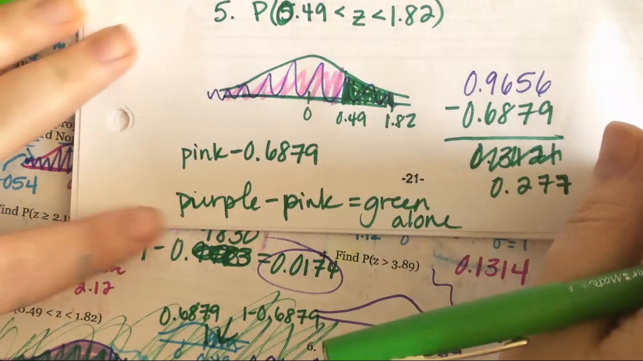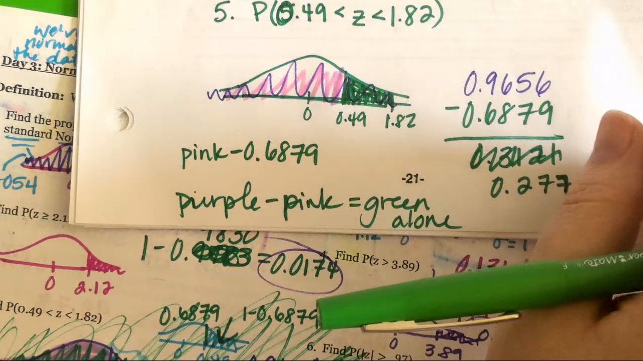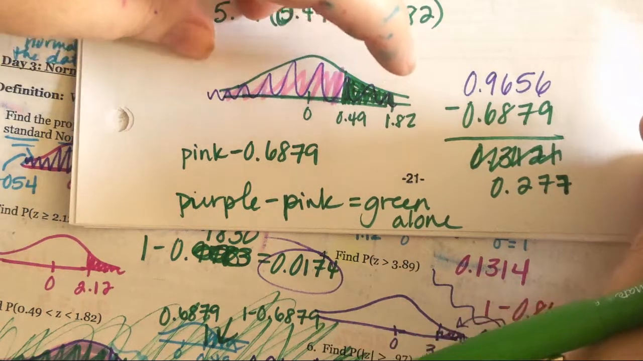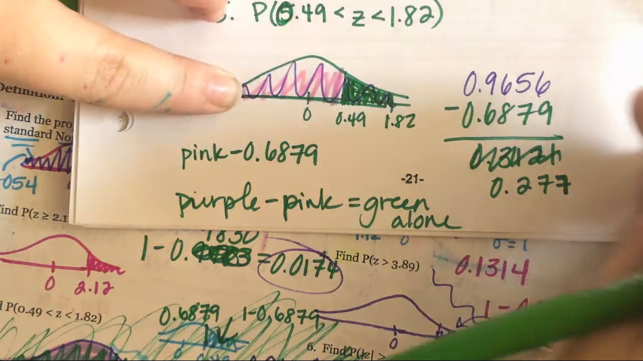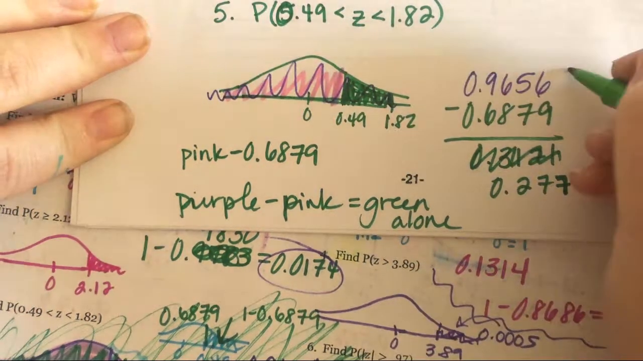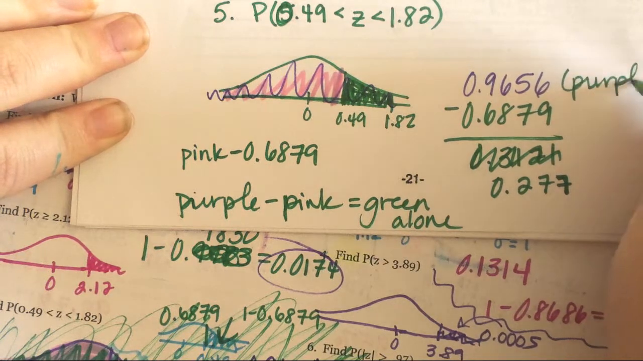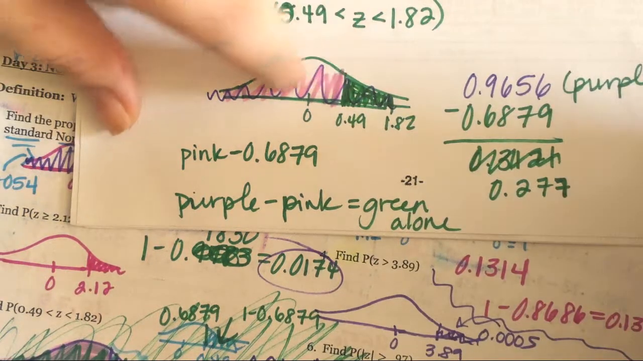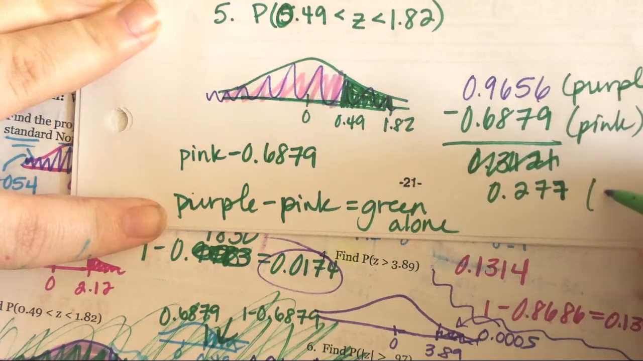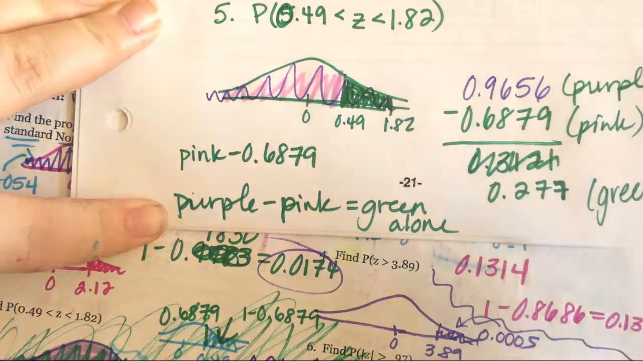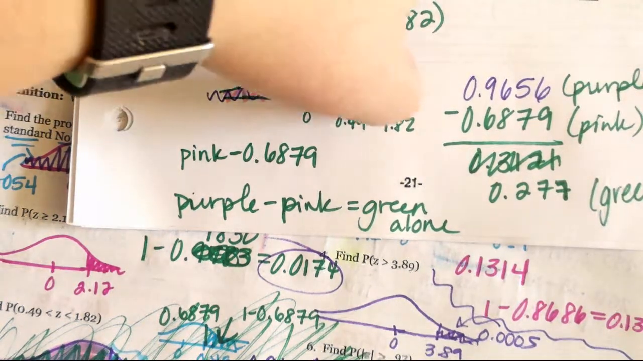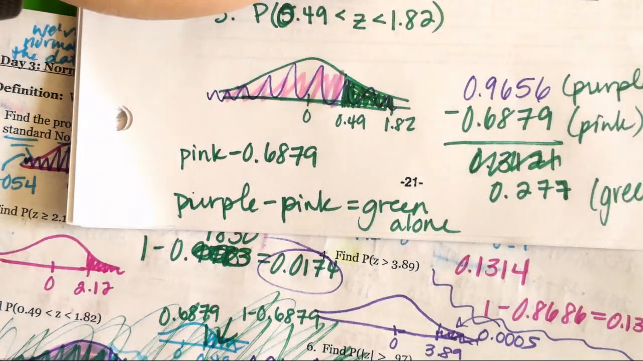No, that was when there was too much going on in my one picture. That's why I went to this one, and I have to relate it back to colors. I found my purple, which was everything less than 1.82. I found my pink, which was everything less than 0.49. And then when I subtracted the difference, I ended up finding that green region, because I subtracted off where the two overlap, so I could find just where it's purple alone.